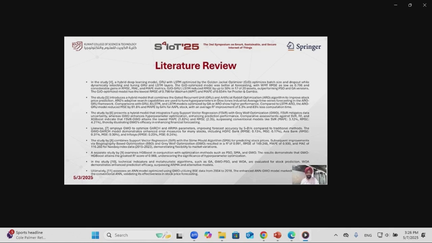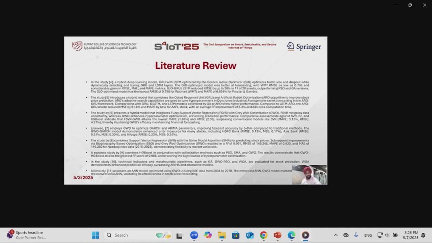In the second study, which used a hybrid model, GRU, they used artificial optimization to predict the stock prices. With this, they achieved an MSE of 81.8% and MAPE of 64%. They used the Apple stock data for this, and the R2 was 5.3. In another study, the authors used a fuzzy support vector regression with a Grey Wolf optimizer, and with this the MAPE was 3.12 and RMSE was 4.12.